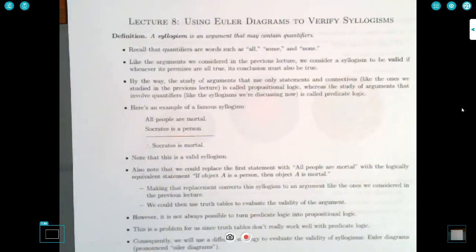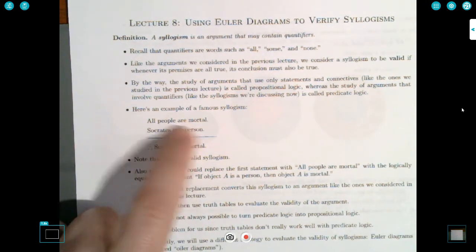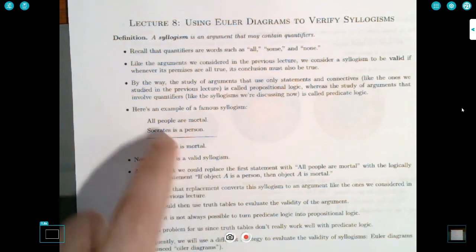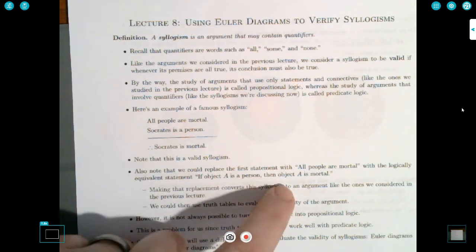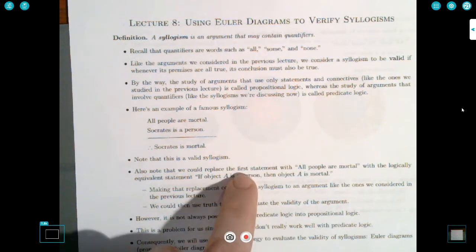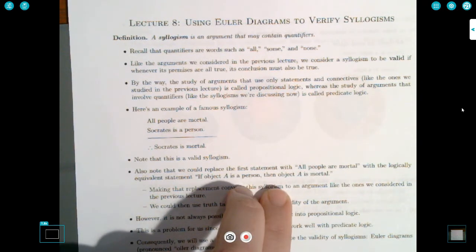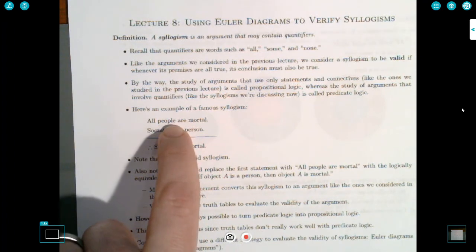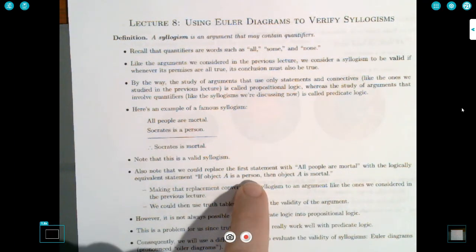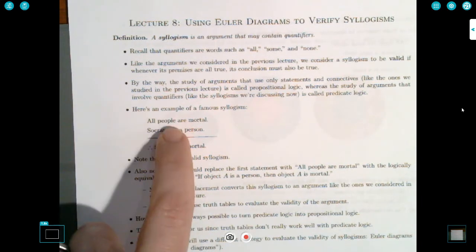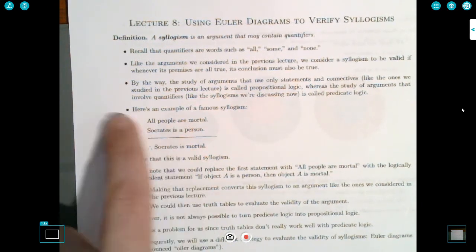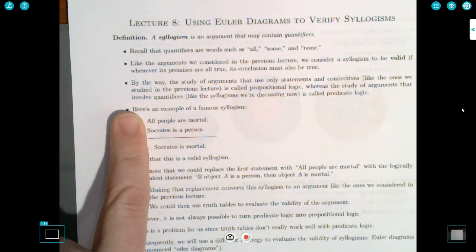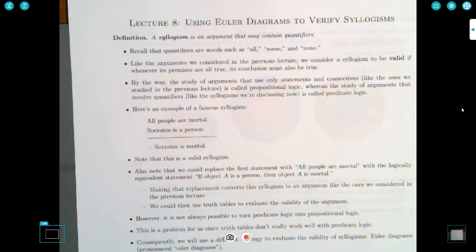So that's valid. Also note that we could replace this first statement, all people are mortal, with a logically equivalent statement: if object A is a person, then object A is mortal. So person implies mortal. So we could replace the first statement here with the quantifier and just replace it with a statement that doesn't use a quantifier. If we were to do that, notice that the other two statements don't use any quantifiers, and so that would convert this syllogism into an argument of propositional logic, right? And so then we can make a truth table to evaluate the validity of that argument.